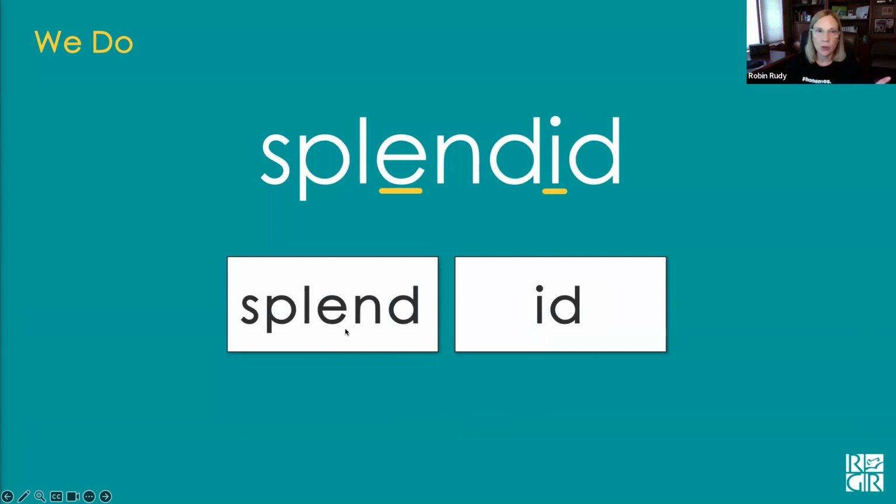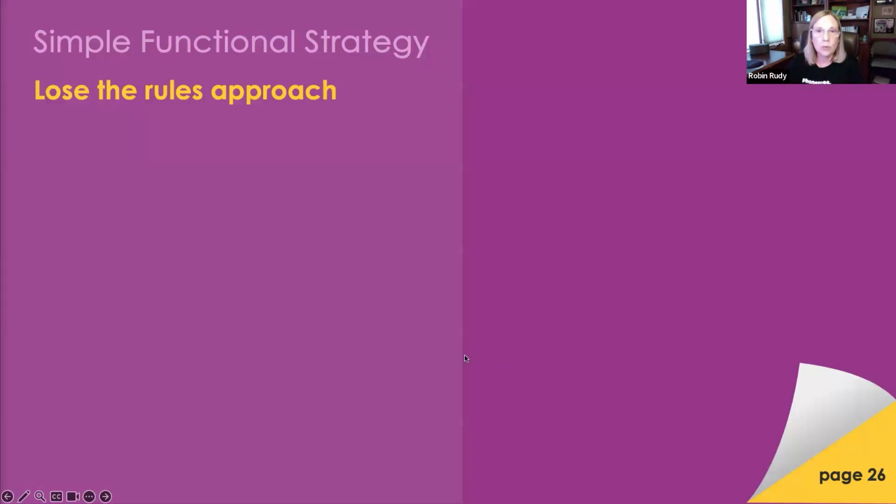I haven't changed that short vowel phoneme. Id is a closed syllable. It's 1 vowel followed by 1 or more consonants. Splend, id, splendid. Both get me to the correct pronunciation of the word. That's my goal here, right? Either one of these gets me to my end goal. So we call this a lose the rules approach.